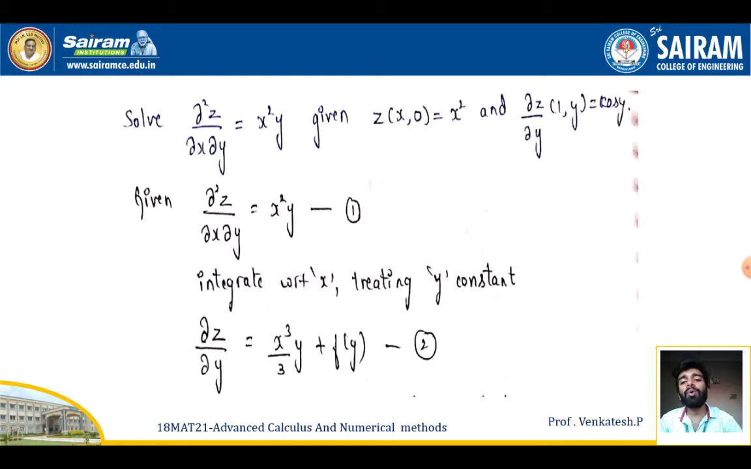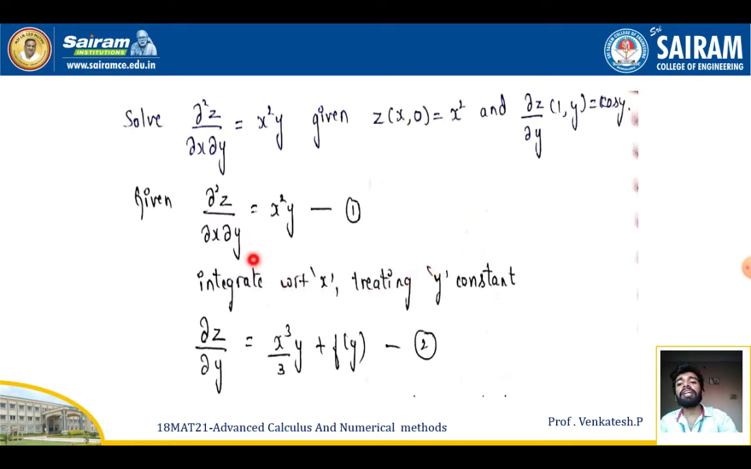Now we have to find the value of z by eliminating this ∂/∂x and ∂/∂y. For that, I am going to integrate the given equation with respect to x and y. To eliminate ∂/∂x first, we integrate equation number 1 with respect to x, treating y as constant. We have to represent the constant in terms of an arbitrary function of the variable y.